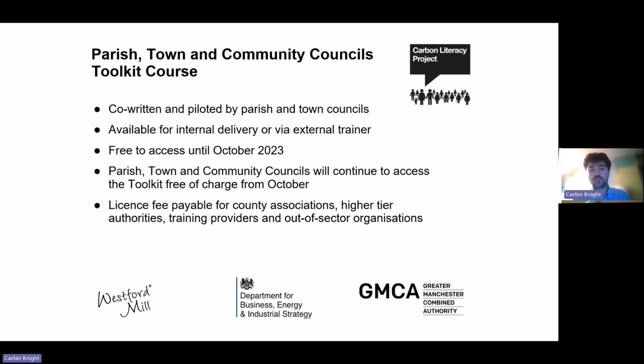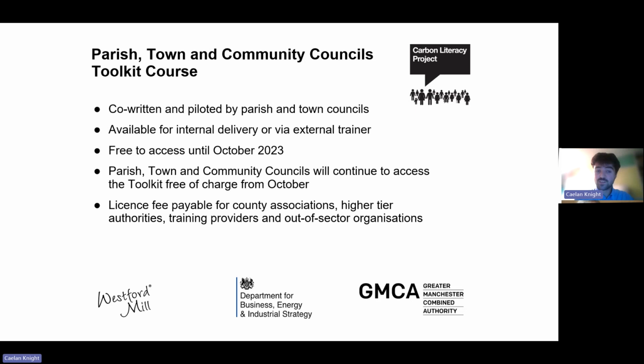The Parish, Town and Community Councils Toolkit course is free to access for all organisations until October 2023. It will continue to be free of charge from October for parish, town and community councils themselves. So that means that anyone here from a community council, they can access this piece of material free of charge, and you will continue to receive updates to the climate science, the policy, and the case studies roughly every 6 months. So this isn't just a one-off piece of work, it's something that we provide and regularly update.